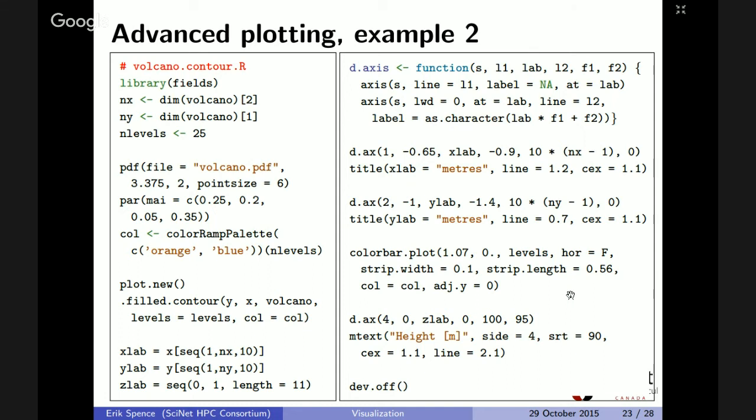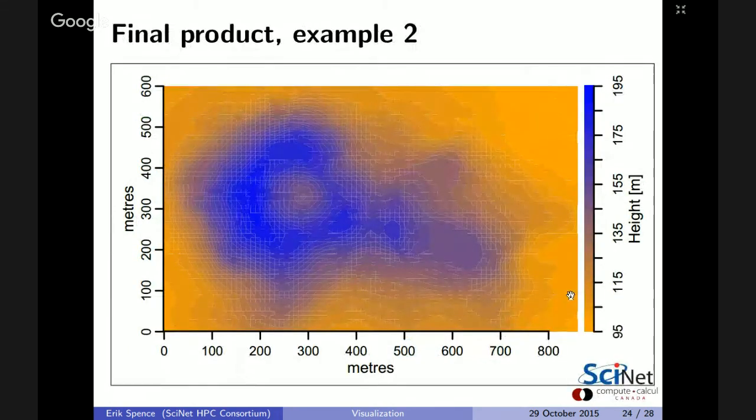And then I use mtext. Normally, one would use text to put text on their plot, but if you want to put the text in the margins, you have to use mtext. Margin text. Otherwise, as you run your text off your plot, it'll just disappear. It doesn't want to do it. So you have to use mtext. So here I'm labeling my color bar. Everything's labeled, right? Height, meters, and then some stuff that scales it and puts it in the right spot for me. Okay? It looks like this.